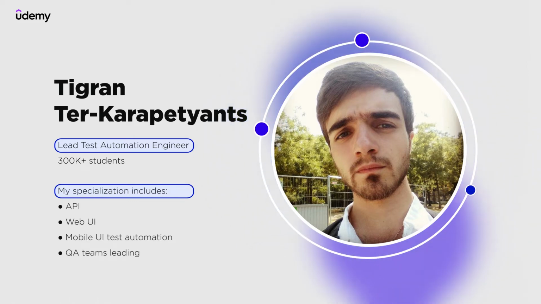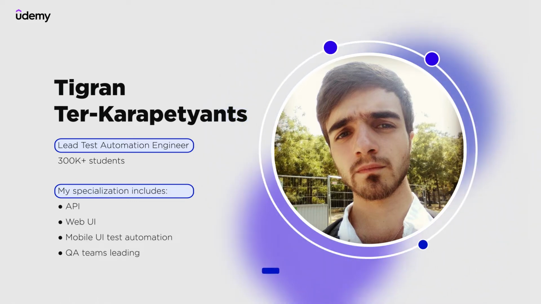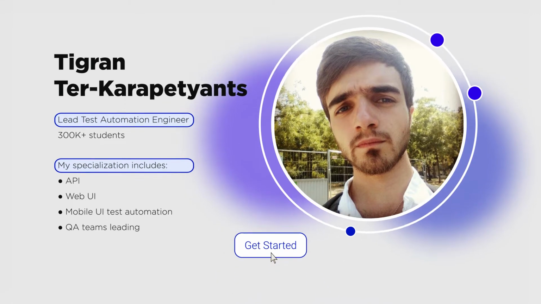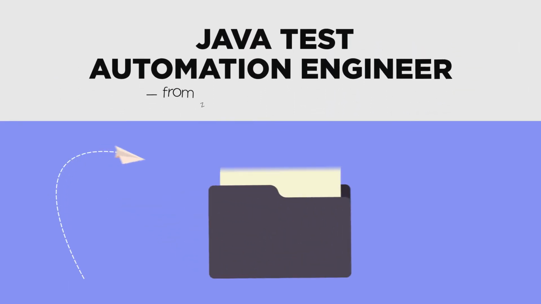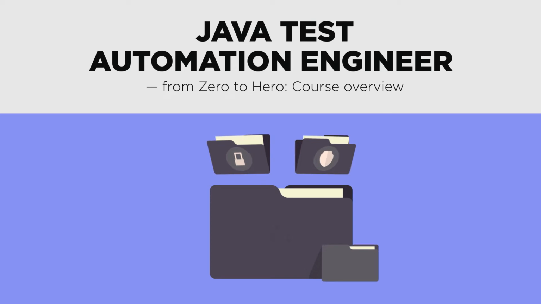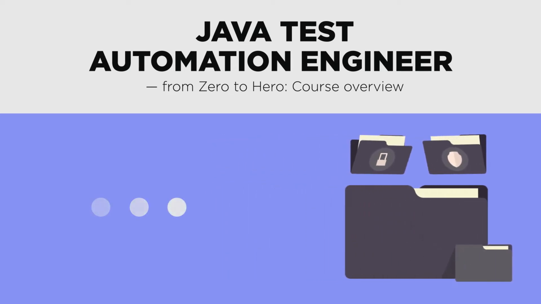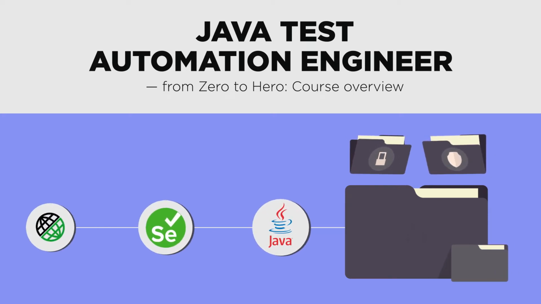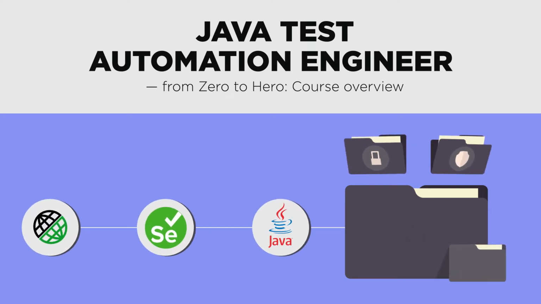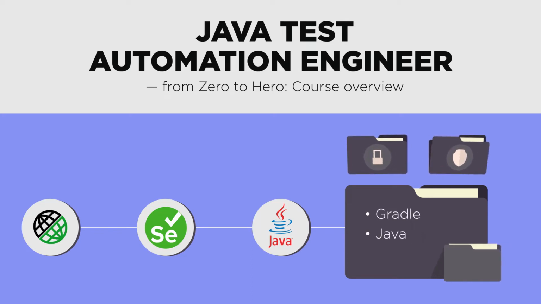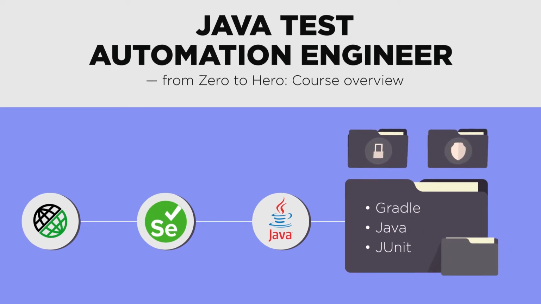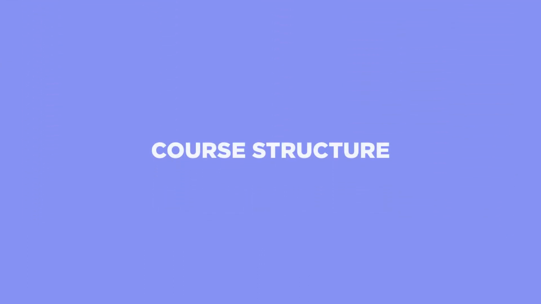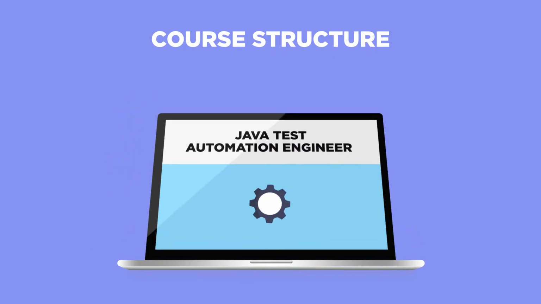In this short video I will give you an overview of what we are going to learn. In this course we are going to learn test automation technologies in Java. I will teach you here how to set up test automation frameworks with Java, Selenium, Rest Assured and much more tools. We will use Gradle as a build tool, Java as a programming language, and JUnit as a test runner. We are going to learn all the automation topics from scratch to advanced level.